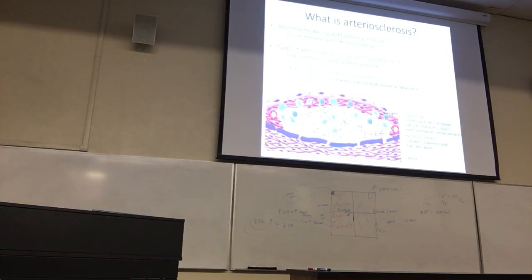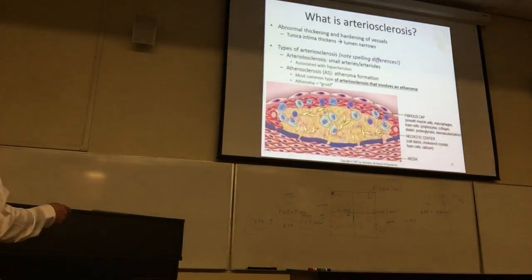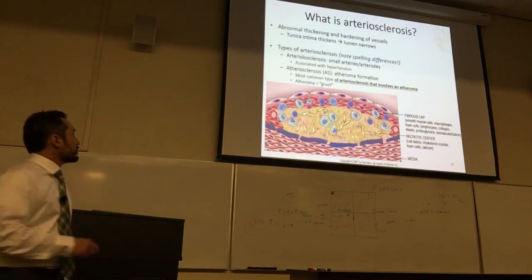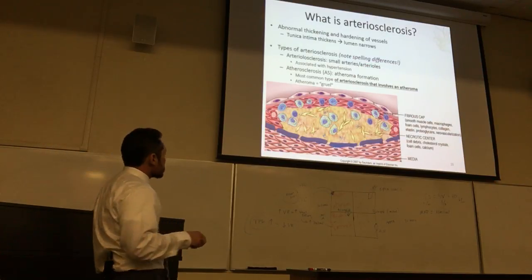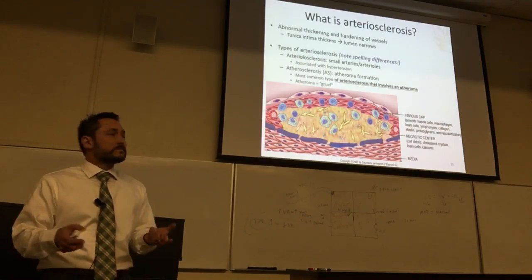So if we look at the first type of arteriosclerosis, it's spelled arteriolosclerosis. I'm exaggerating the L in the middle. Arteriolosclerosis is associated with hypertension and tends to target small vessels, small arteries and arterioles. So it's more of a microvasculature problem.